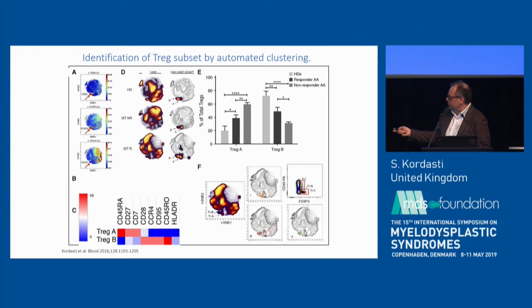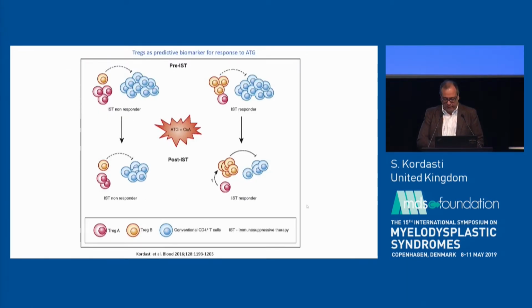And then we've identified 8 markers that can define these Tregs. You don't need to go to 40 or 30 markers. These 8 markers actually are enough to do that. And then we have shown that the presence and ratio of these 2 can predict response to therapy in aplastic anemia.